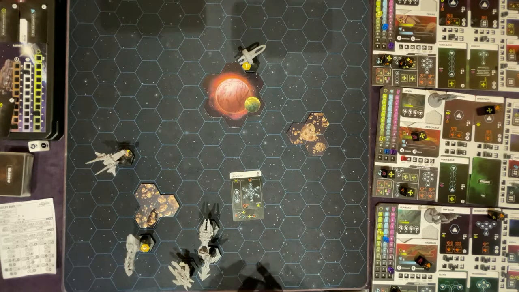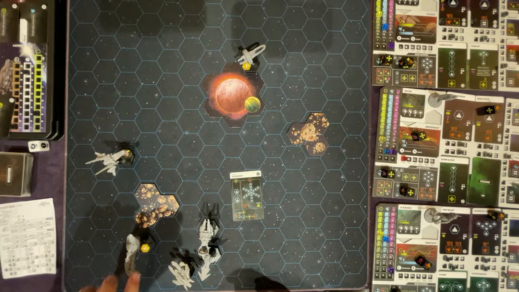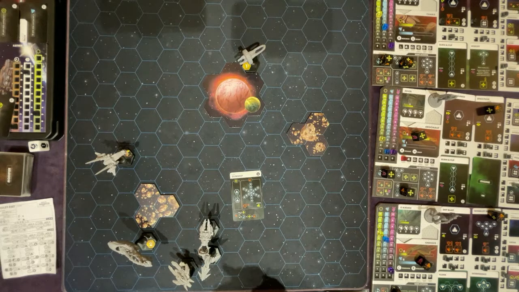And all it can do is, it can rotate though. So it will rotate like so, and that's it. His turn's over. So back to us.